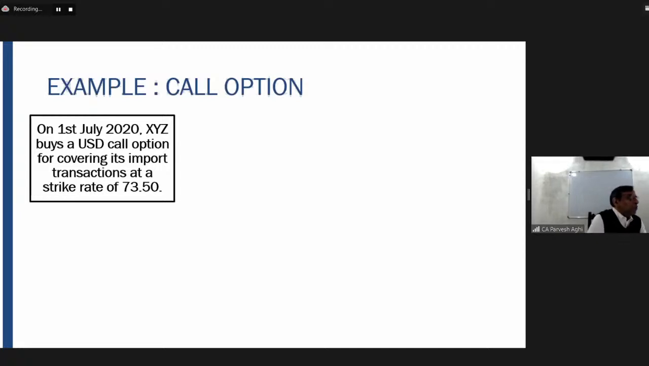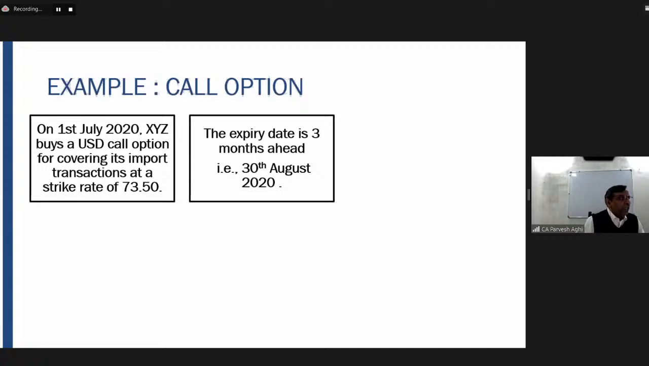On 1st of July 2020, XYZ buys a USD call option covering its imports. If you're an importer, you have a short position in your underlying transaction, so you should take a long position, and a long position in an option is a call option. You choose a strike price of 73.50. The expiry date is 3 months ahead, that is 30th of August 2020.